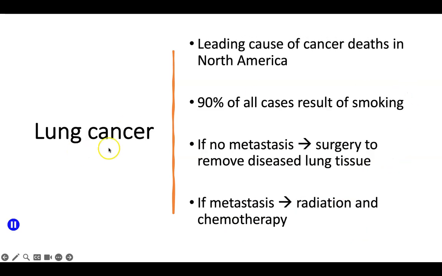And finally, looking at lung cancer, this is the leading cause of cancer deaths in North America, and 90% of lung cancer cases can be traced back to smoking. If there is no metastasis, meaning if no tumor has spread to a different part of the body from the lung, then surgery can be used to remove the diseased lung tissue. However, if the cancer has spread from the lung, then the patient is going to require radiation and chemotherapy.